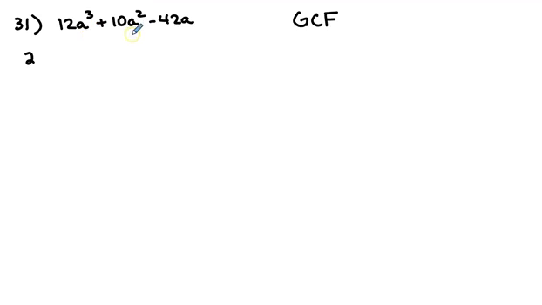And then a cubed, a squared, and a, those are all multiples of a, so we can factor out an a. And then what we have left in the first term would be 6a squared, plus second term we would have 5a, minus third term we would have 21. Okay, so at this point we can consider this partially factored. Maybe it's fully factored. We'll have to find out whether or not we can factor 6a squared plus 5a minus 21.